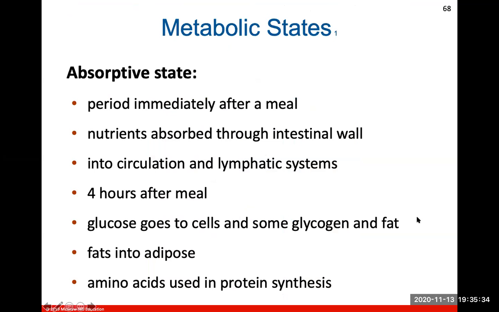Metabolic states: the absorptive state is the period immediately following a meal. Nutrients will be absorbed through the intestinal wall into circulation and lymphatic systems. This occurs about 4 hours after the meal. Glucose will go to the cells, and some glycogen and fat as well. Fat will go into adipose tissue, and amino acids will be used in protein synthesis.